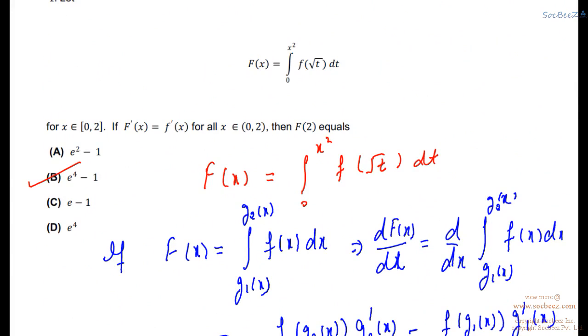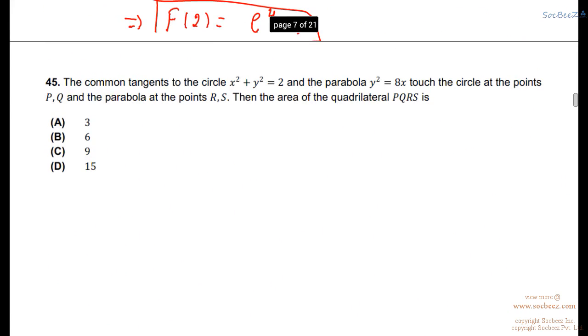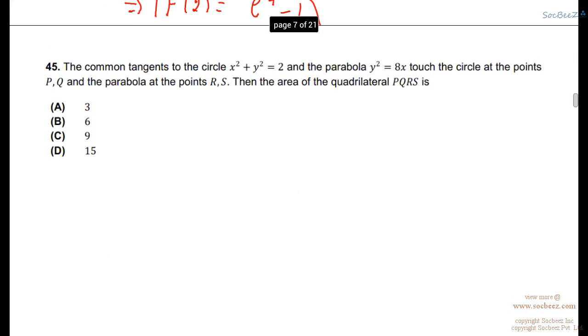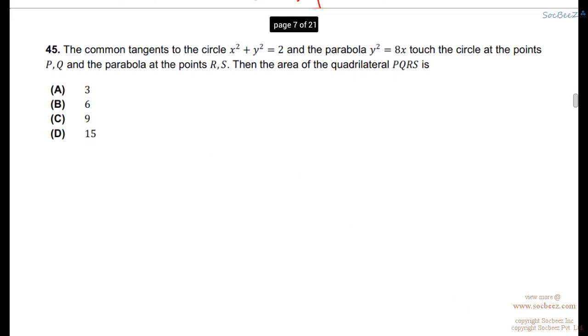Okay, so now let's move on to another question. The question says the common tangents to the circle x square plus y square equals 2 and the parabola y square equals 8x touch the circle at the points P and Q and the parabola at the points R and S. Then the area of the quadrilateral PQRS is.